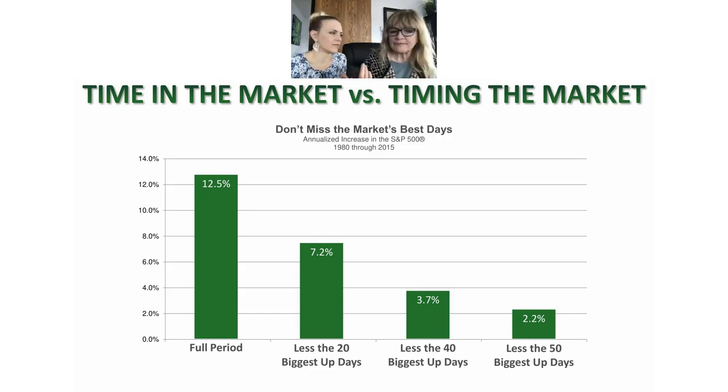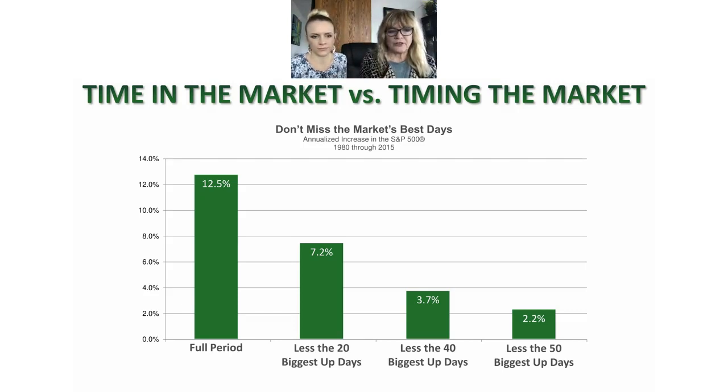Yeah, and we're just trying to make a distinction here between time in the market and buy and hold. That's not what we're suggesting, that you just stick it out no matter what you're in. But this graph does show the difference between time in the market and timing the market. Because if you're out, you're missing some of the days.